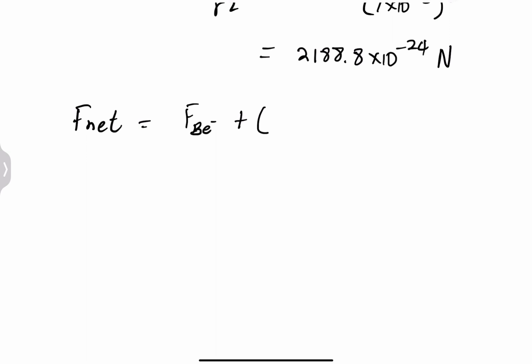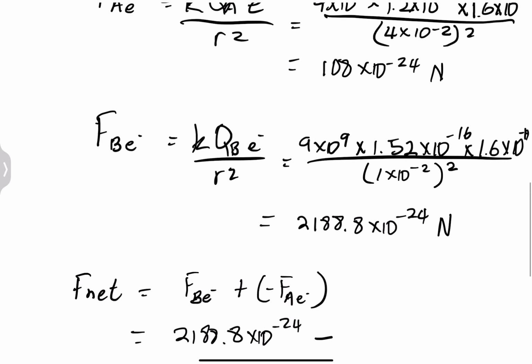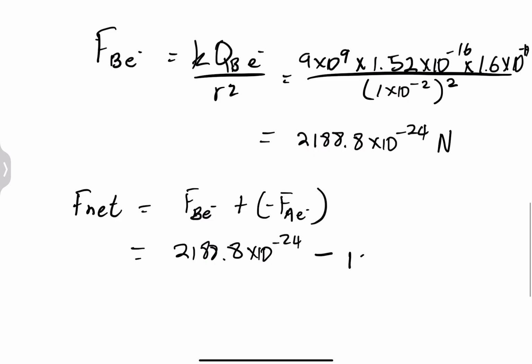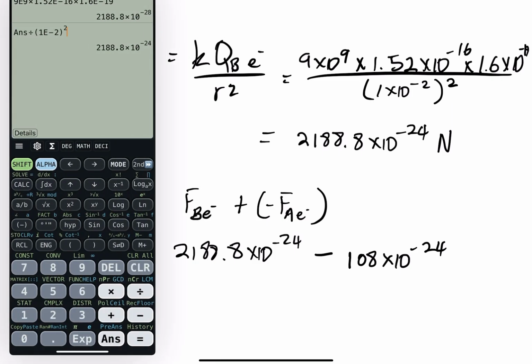plus, remember, the force that A exerts on the electron is obviously in the negative direction. So you can take that 2188.8 times 10 negative 24, and you subtract from it 108 times 10 negative 24. Okay, in this case, I'm just going to take that answer and subtract that 108 times 10 negative 24.